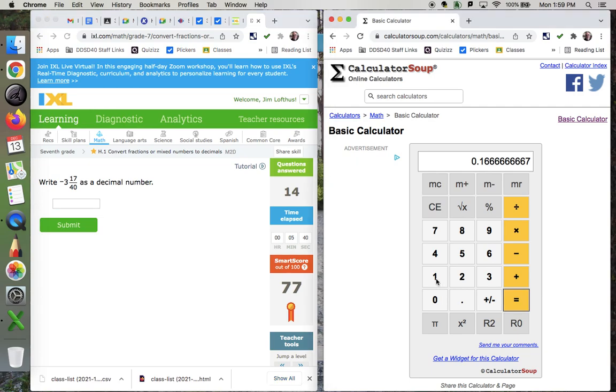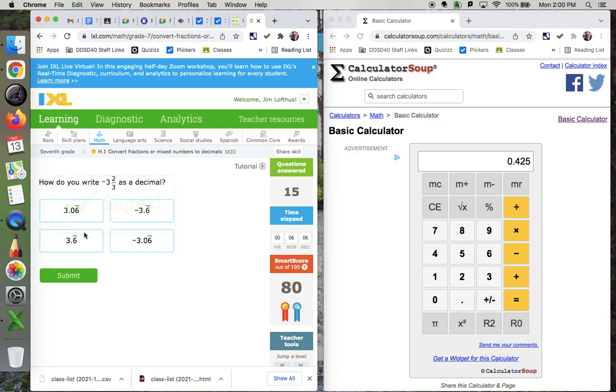All right, another good one to use our calculator for, 17 divided by 40. That's equal to 0.425, negative 3.425. Whoops. 0.425. Let's get this up to 90. How do you rewrite negative 3 2/3 as a decimal? 2/3 is 0.6 repeating, so negative 3.6 repeating.